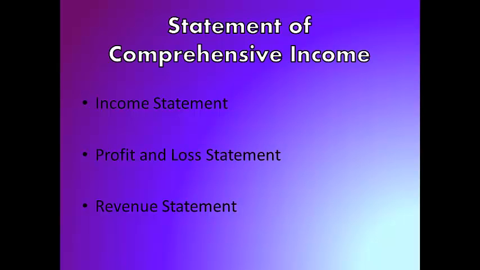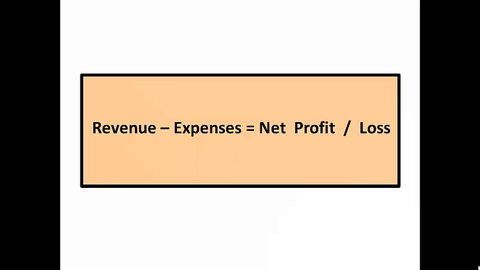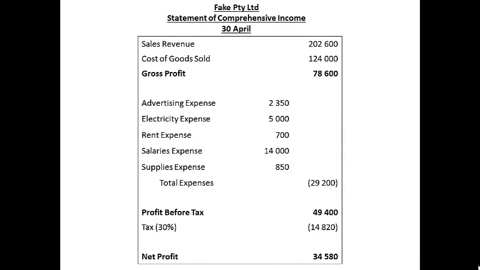They all refer to the same statement governed by the formula revenue minus expenses equals net profit or loss, preferably profit. This would give us a single-step statement of comprehensive income. However, a multi-step one provides more detail. In this example, we can see that sales revenue minus cost of goods sold equals gross profit. After all expenses are deducted from gross profit, we have profit before tax, and finally net profit.